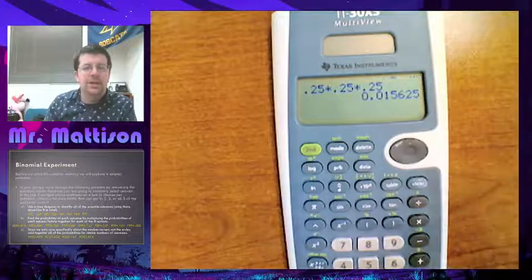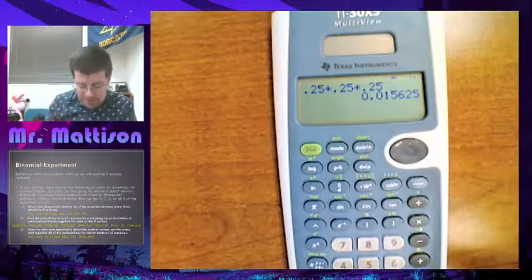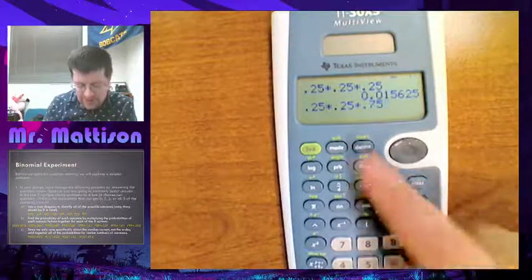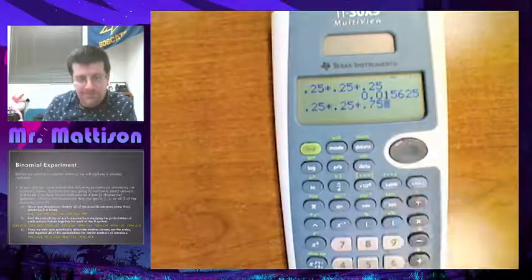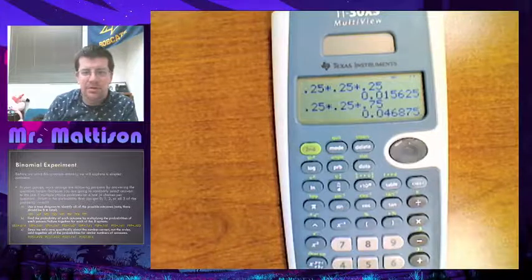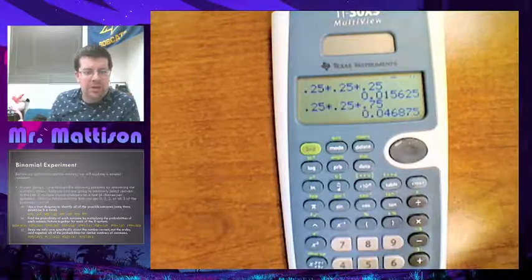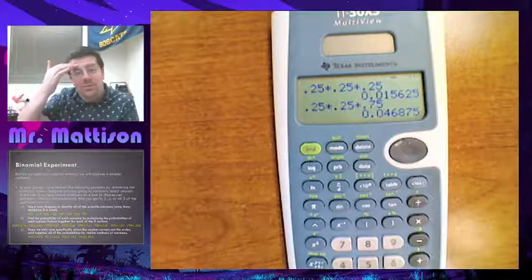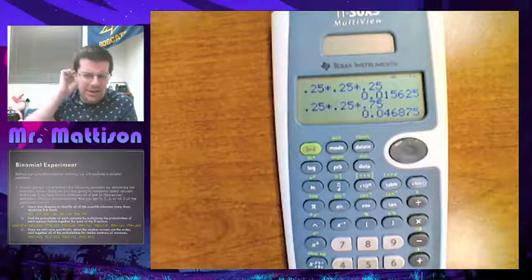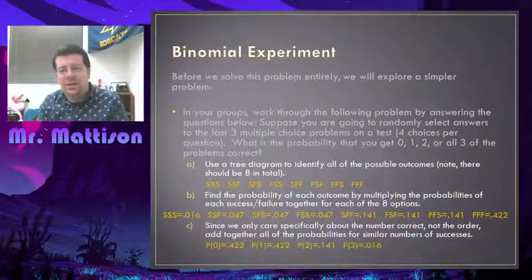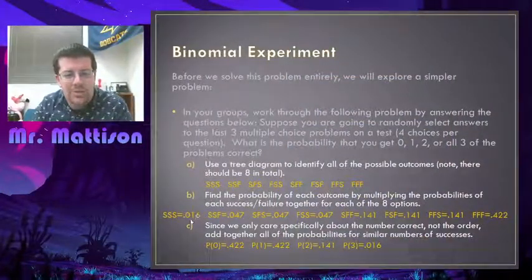Well, what if I wanted success and failure? Well, that's 0.25 times 0.25 times 0.75, because right, right, wrong. That's going to be 0.046, which makes sense. You're more likely to get one of them wrong than to get all 3 of them right from purely guessing, right? And I could do that for every single one of those. And if I do that, that's where this ends up coming from, right? I get these probabilities here.